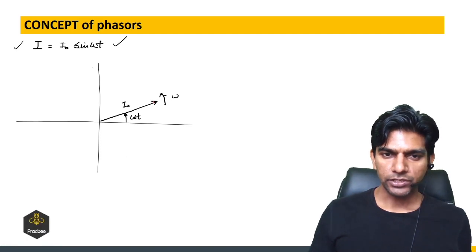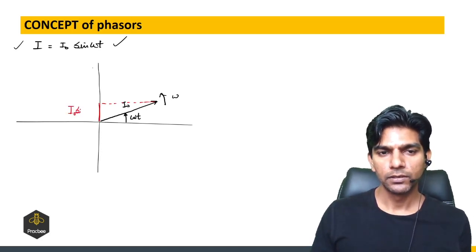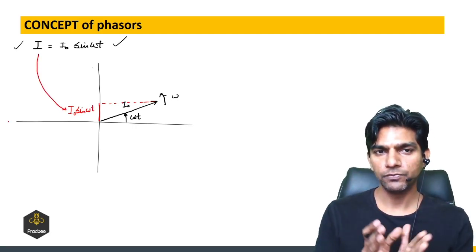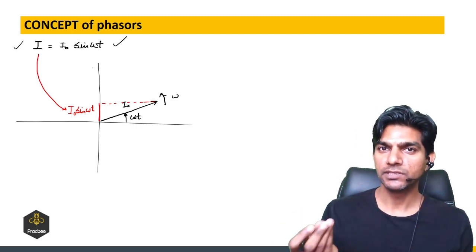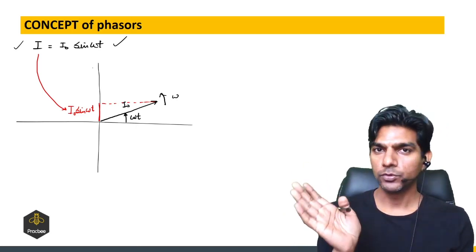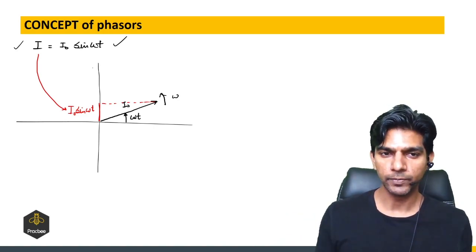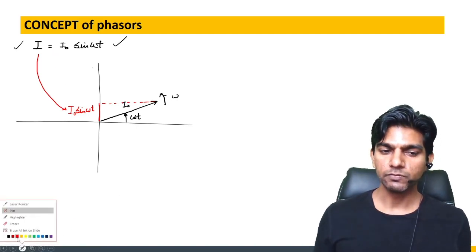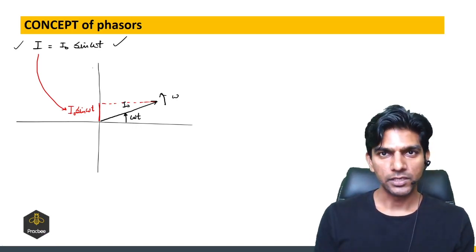If I take the projection of this vector in the vertical direction, what is that projection? This is the projection, so that will be I naught sine omega t, and this is nothing but this function only, right? So if I represent a physical quantity which is varying sinusoidally with a vector rotating with the same angular velocity, which is the angular frequency of that physical quantity, then the projection in the vertical direction will give us the instantaneous value of that physical quantity. So I naught sine omega t is the instantaneous value, and I naught is the peak value. Do remember this, it is a very important concept. We are going to derive the majority of the formulas by using the phasor concept.